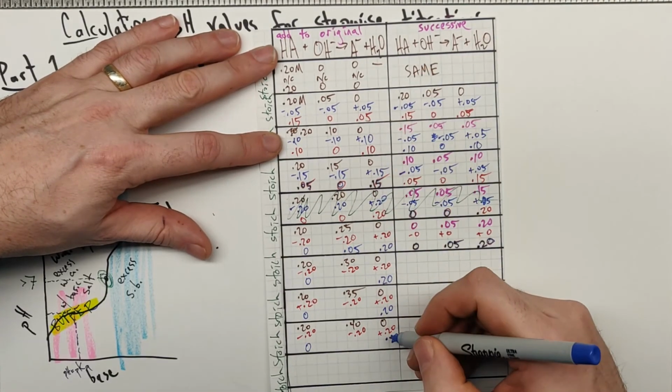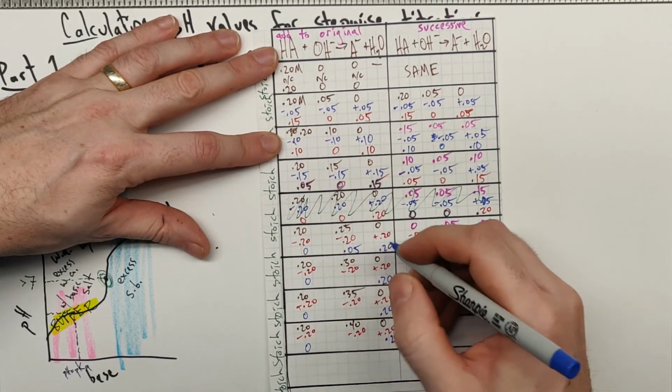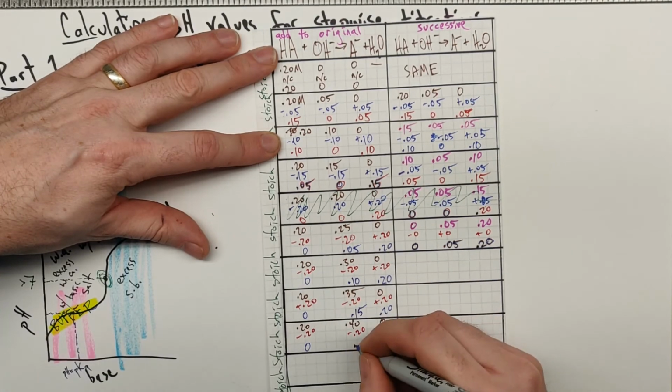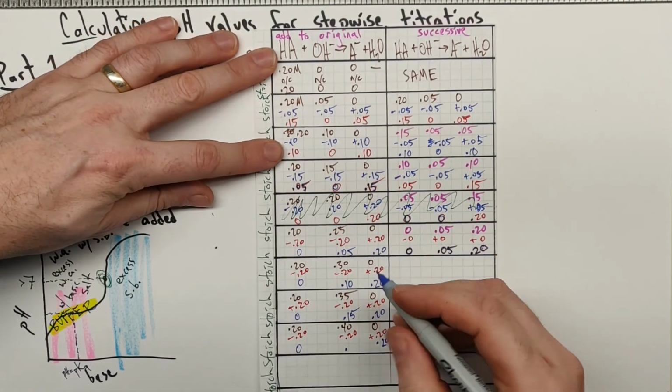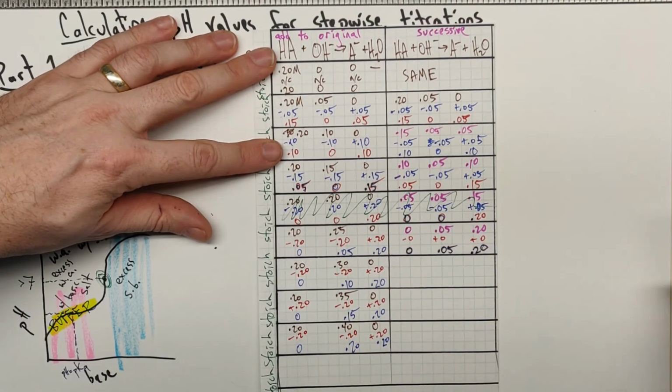Our amount of salt isn't changing, our amount of acid isn't changing because it's gone. We're just getting more and more excess base. And that's why our pH starts increasing and then plateaus there. All right, so that is what we end up with there.